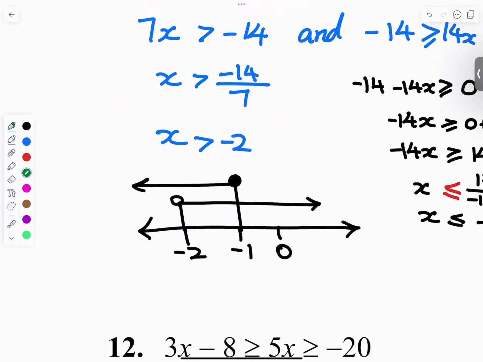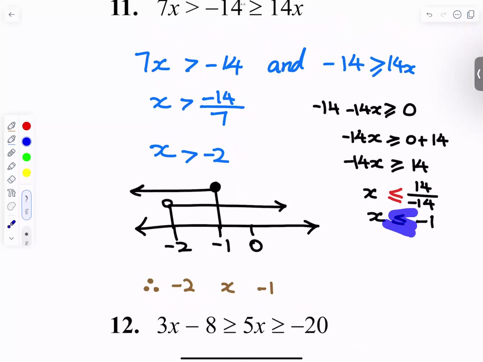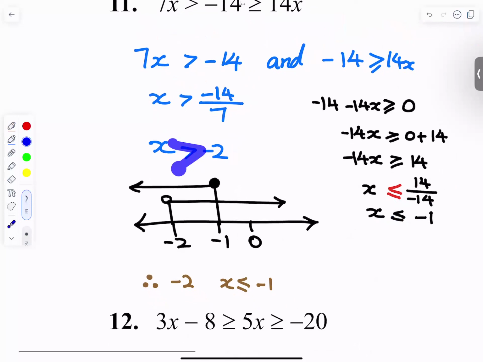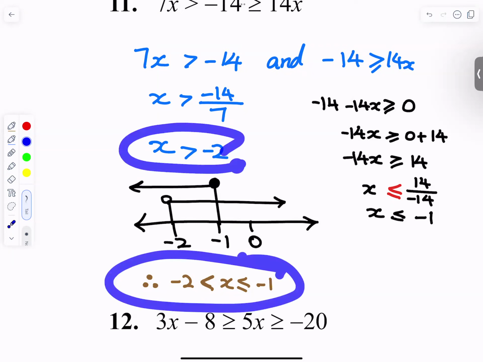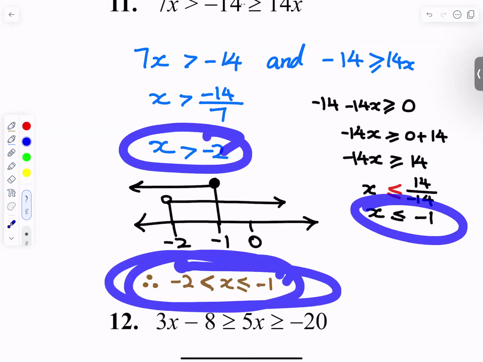So your final answer will be: between -2 and -1 lies your x. And then the symbols: x is less than -1, and x is greater than -2, which means -2 is less than x. So this is your third mark: 1, 2, 3. So 3 marks for this question. These are usually called part A. Part A, 3 marks. Part B, 1 mark. So total 4 marks in the actual exam as well.